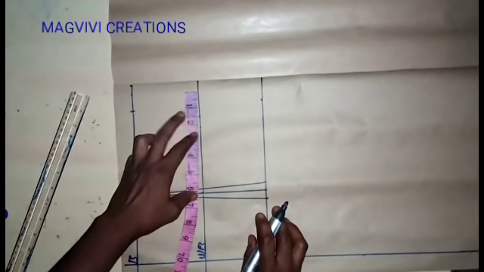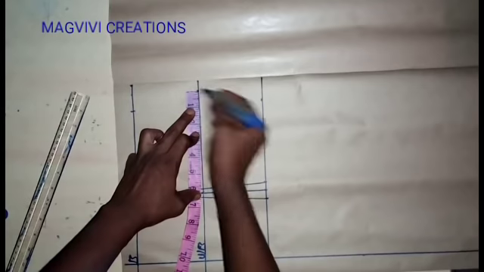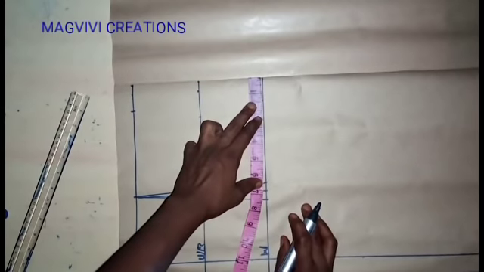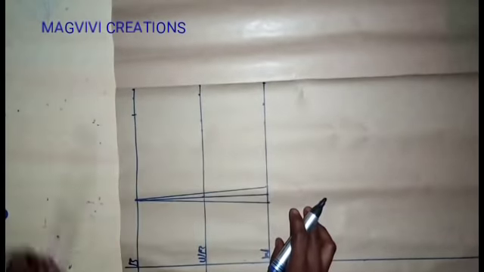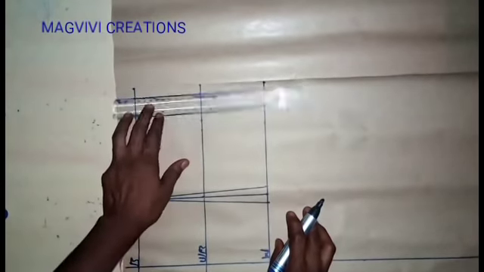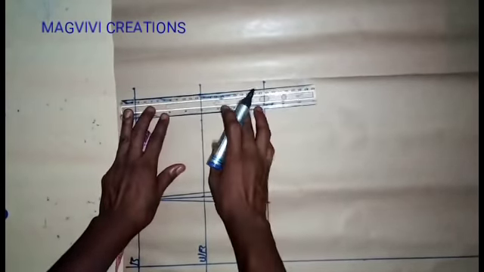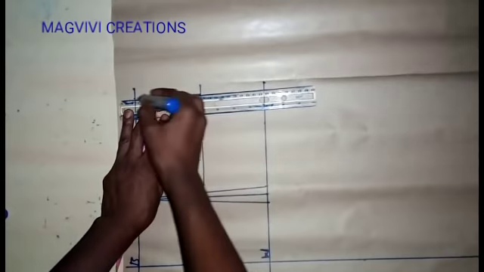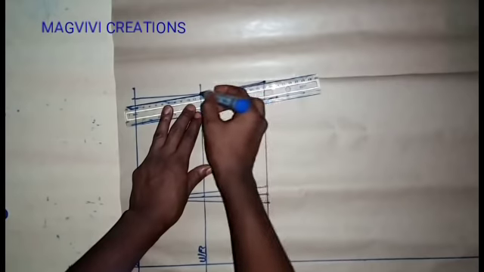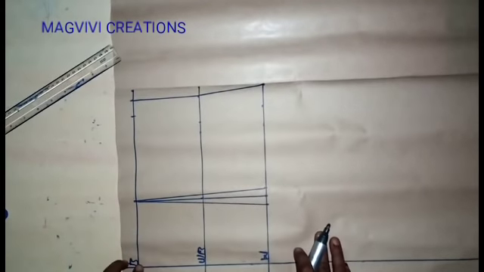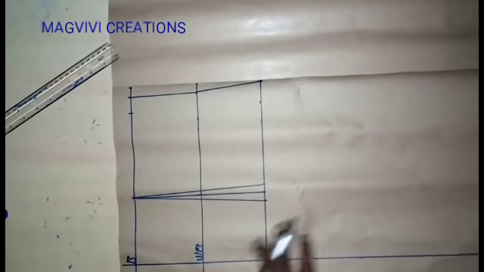Then you also add your allowance, seam allowance. So I'm using 1.5 like I used in the front, okay. So I'm using 1.5 for my seam allowance. Then I would connect. So this is it, okay. So I have it there. So having done this, now the next thing is to create the neckline.